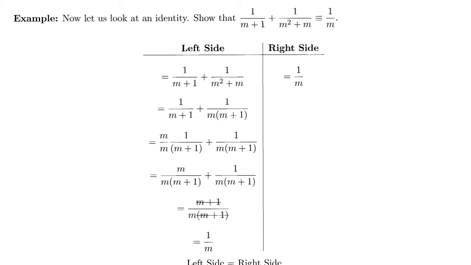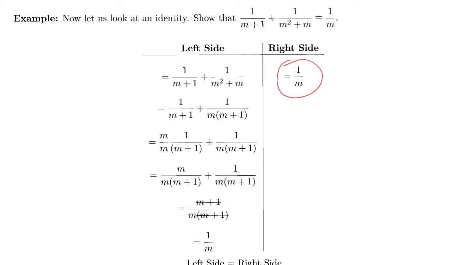Okay, so now we're going to look at something that we would really consider an identity. We're going to show that 1 over (m plus 1) plus 1 over (m squared plus m) is equivalent to 1 over m. So on the right-hand side, there's really not much for me to do. I'm just going to leave it like that, 1 over m. Now, that's just a single fraction. So on the left-hand side, I've got two fractions, and I want to add them together here.